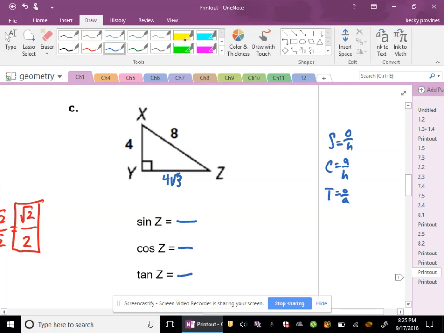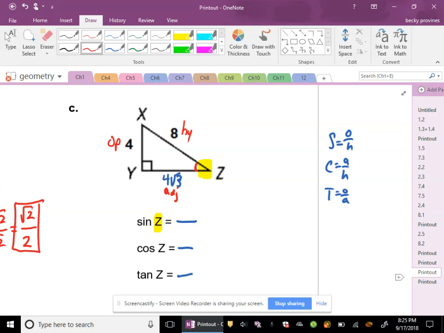Which angle am I working from? This is an easy question. I'm working from Z. Okay, so this is my acute angle I'm working from. Let's label opposite. We know the hypotenuse, so that means 4 root 3 is my adjacent.